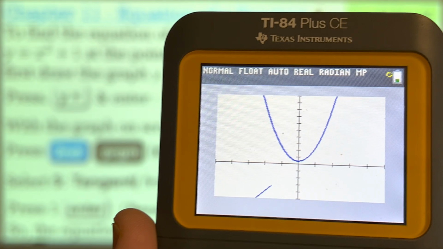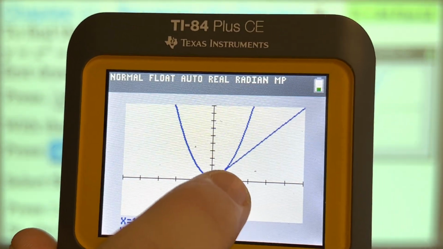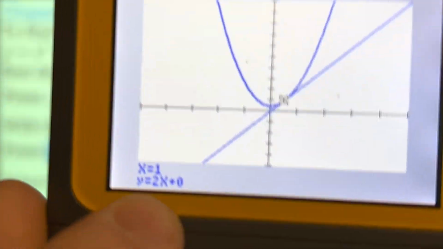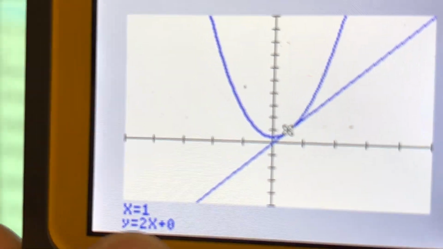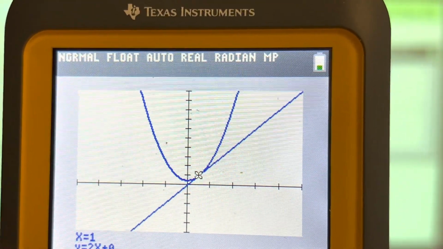I hit enter. Watch what happens. It draws that nice graph for me. Not only does it draw the graph, but it gives me the tangent line. Right here it says y equals 2x plus 0. So that's my tangent line.